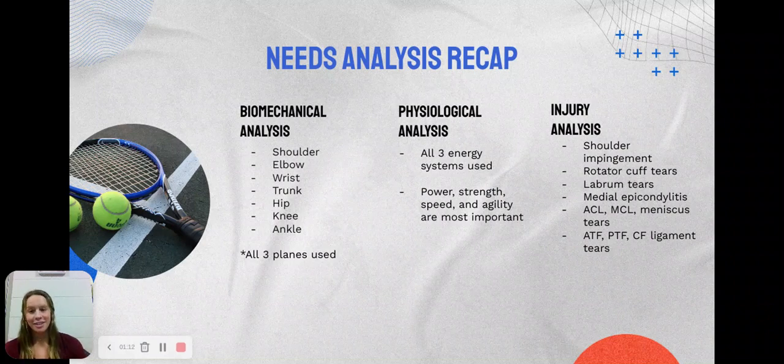And as far as the injury analysis goes, most of the injuries in tennis are from overhand motions from the serve, and these injuries can include, but are not limited to, shoulder impingement, rotator cuff tears, SLAP tears, tennis elbow, as well as lower body injuries from shuffling across the court, such as ACL, MCL, and meniscus tears, and ankle rolls from too much inversion.